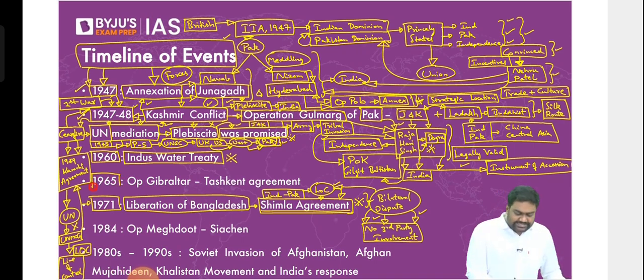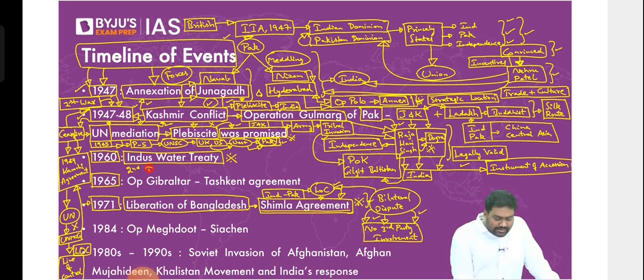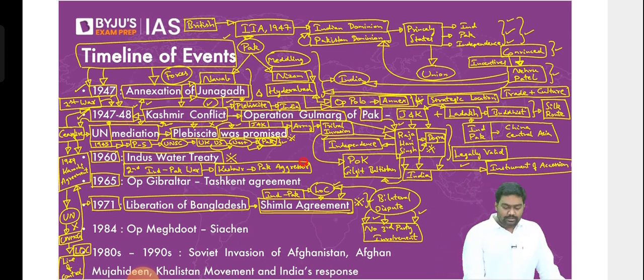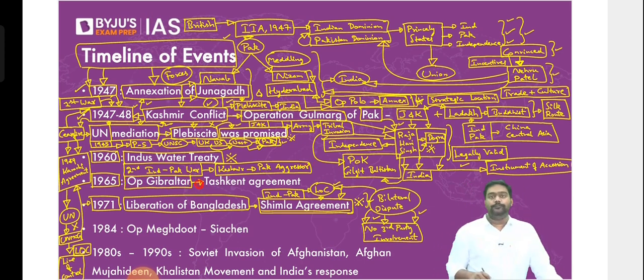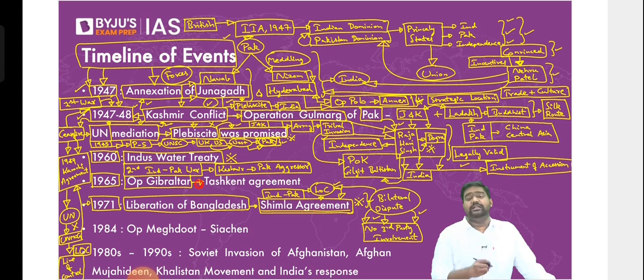Next, 1965, the second India-Pakistan war. The second India-Pakistan conflict was also about Kashmir. And as expected, it was Pakistan which was the aggressor again. It made a second attempt to capture Kashmir from India by launching a military operation known as Operation Gibraltar. This was the second military attempt of Pakistan to illegally capture Kashmir from India. The first operation was Operation Gulmarg in 1947.